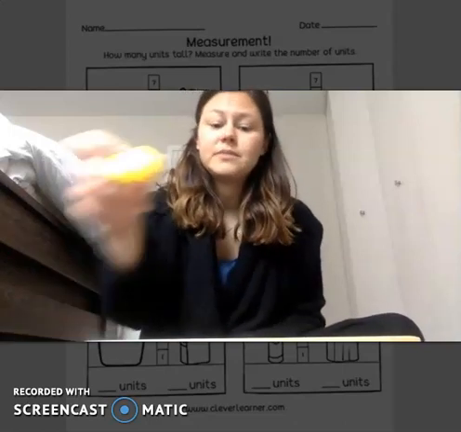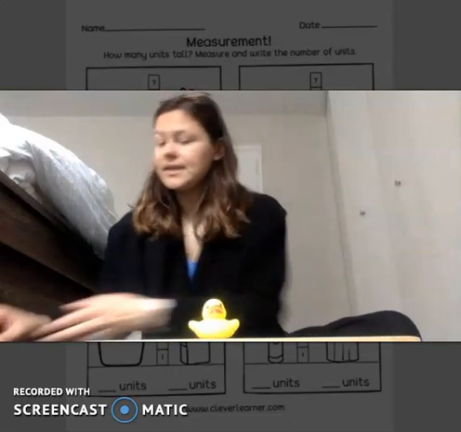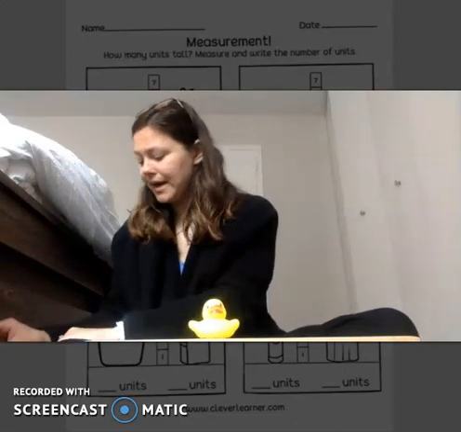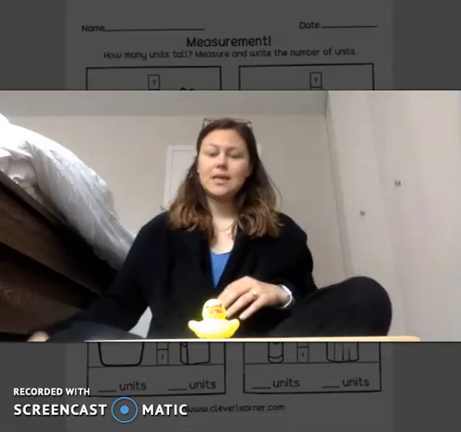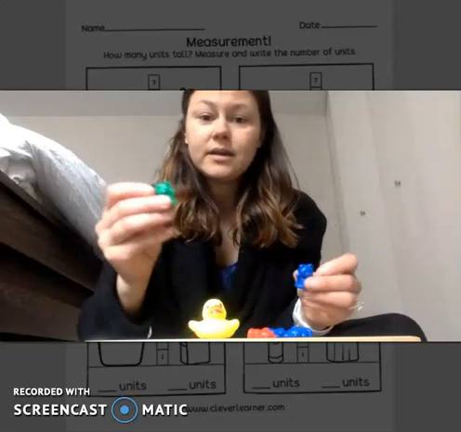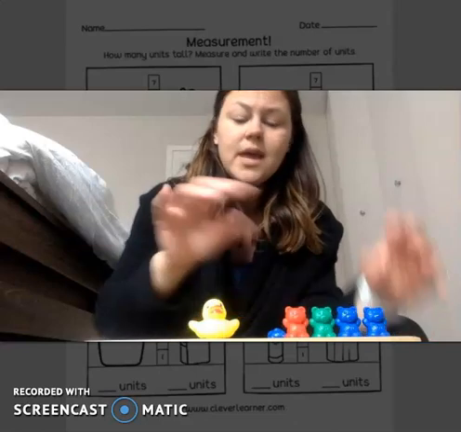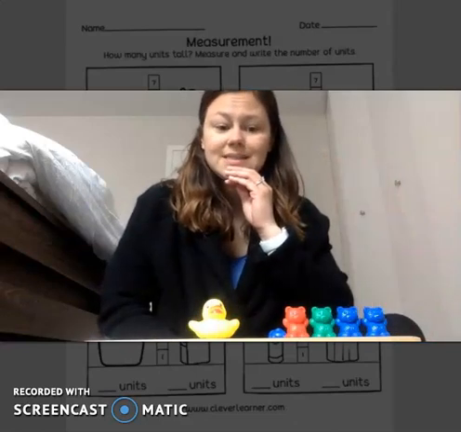The first thing we're going to measure is our duck. I have my little duck. He's perched up on my little box. And I am going to be using bears to measure today. Now, the reason I can use these bears is because they're all the same size. So even though they're different colors, they are all the same size.